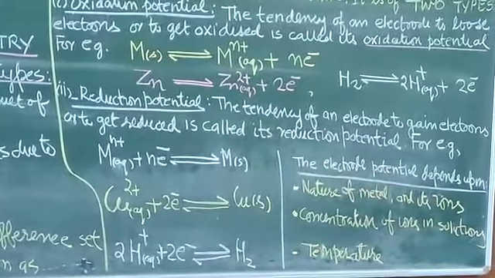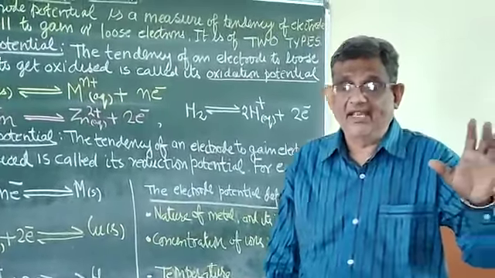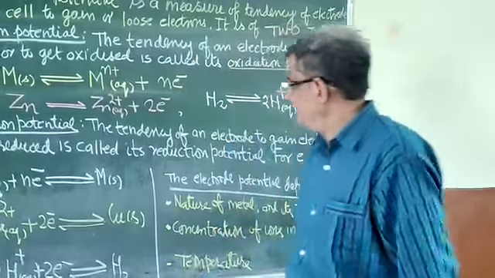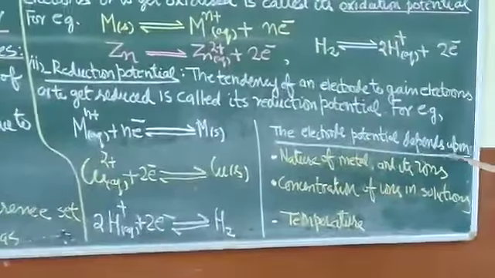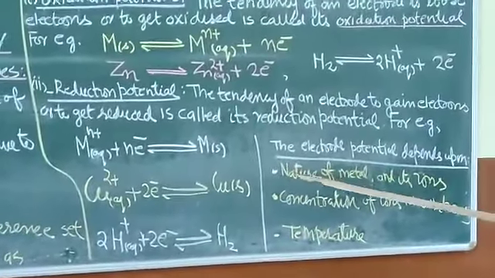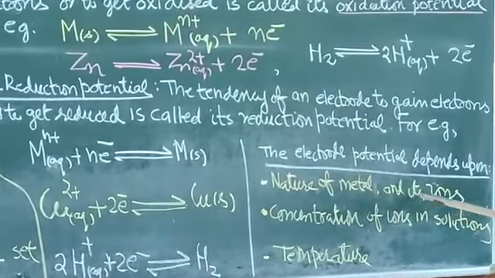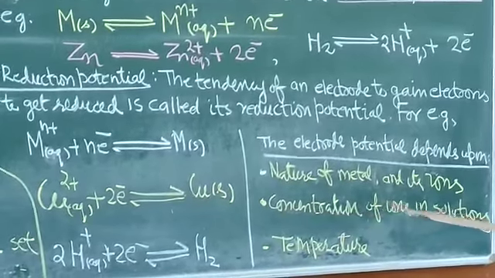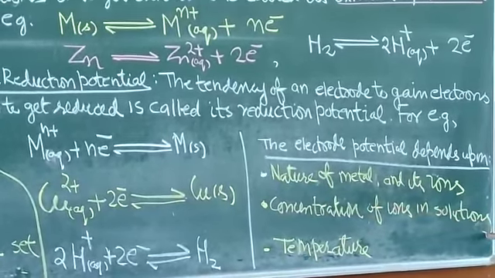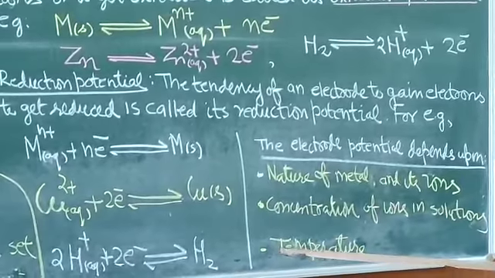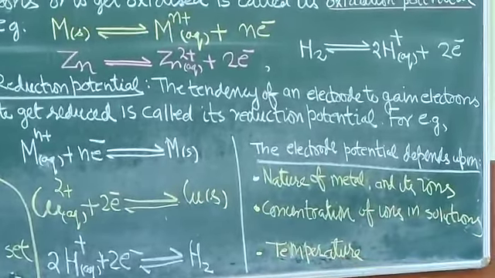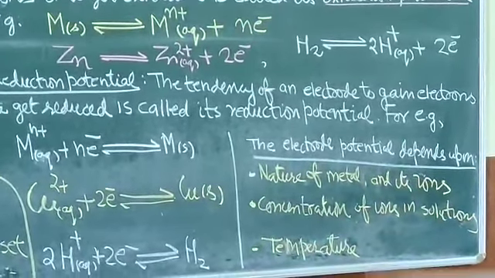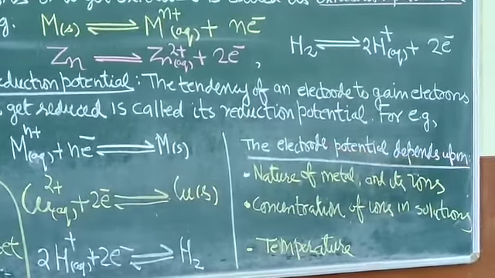There are some very important factors on which the reduction potential depends. What are these three factors? The electrode potential depends upon, number one, nature of metal and its ions, number two, concentration of ions in solution, and number three, temperature. These are the three factors on which the electrode potential depends.